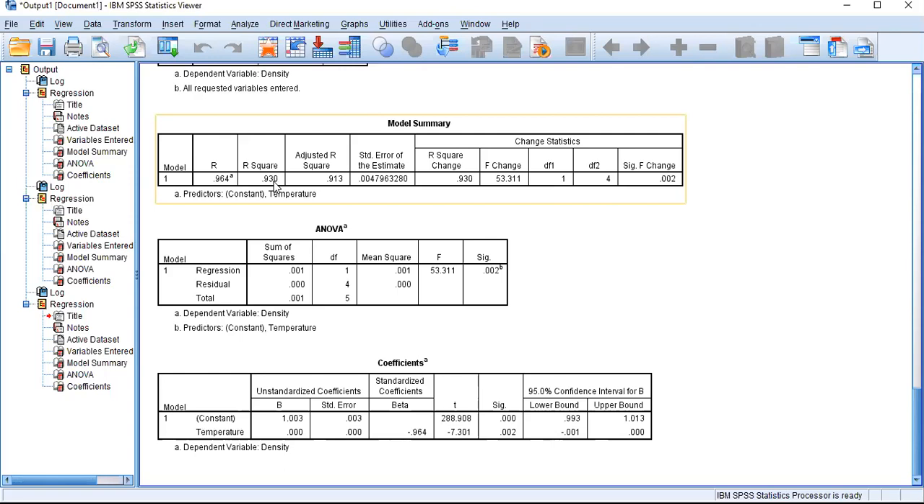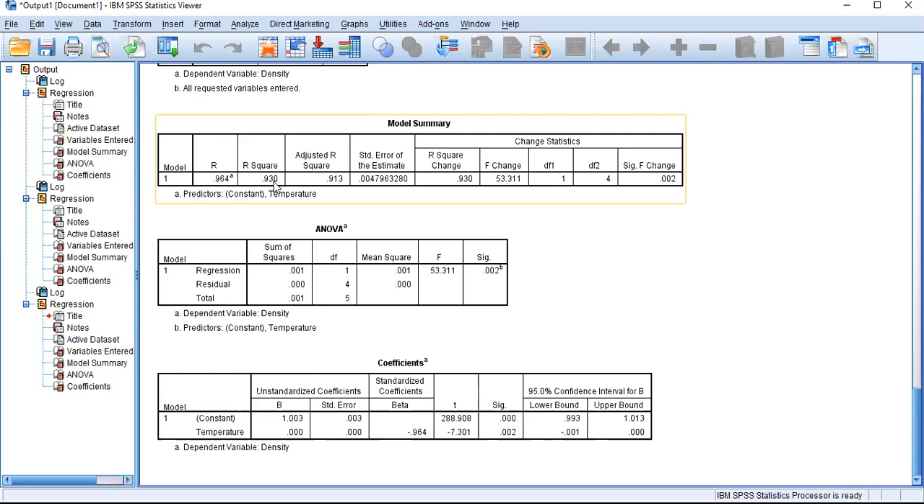The other explanation is that the model accounts for 93% that is explained by variation in the independent variable, the variation which is caused by temperature. So we're saying the model accounts for 93%, explained by the variation in the independent variable. In this independent variable, we're looking at temperature.